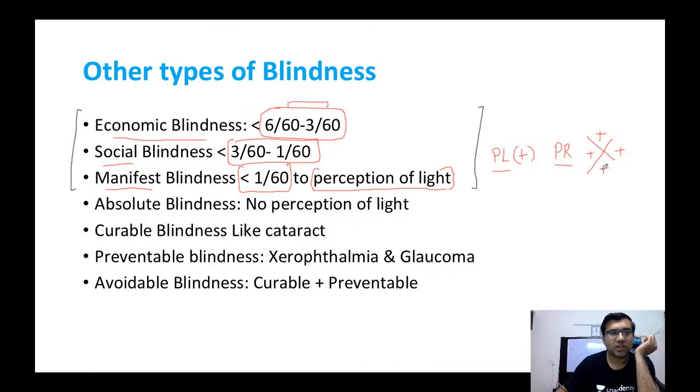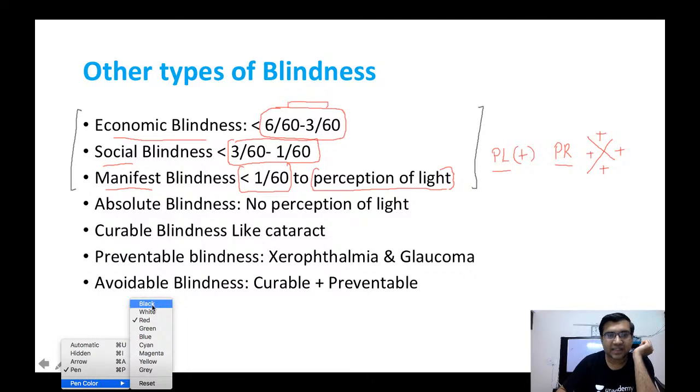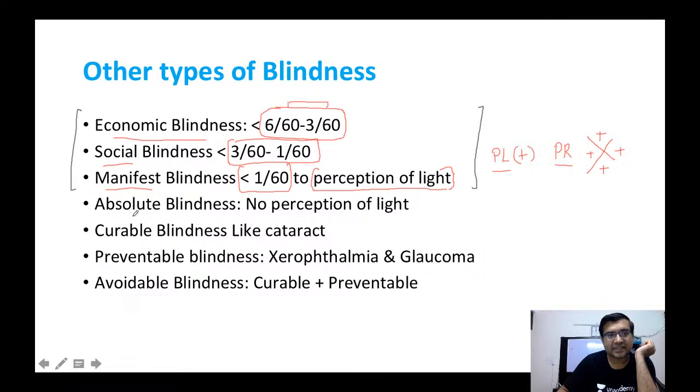Okay, the next is, what is the meaning of absolute blindness? Absolute blindness is when the patient cannot even perceive the light. So no perception of light is called absolute blindness. Then, as I told you, curable blindness is when the patient had a blindness earlier, but after the surgery or after the treatment, he has got the vision back. This is called curable blindness.